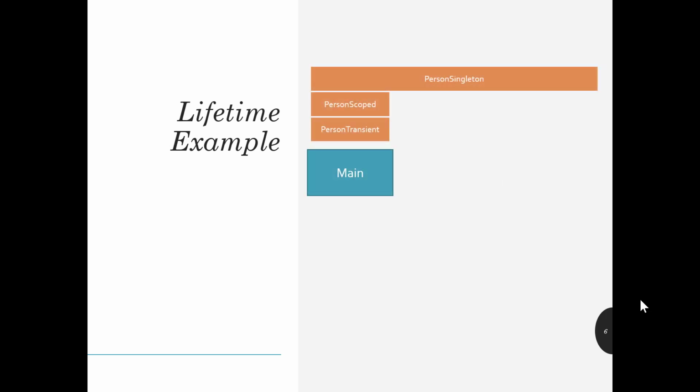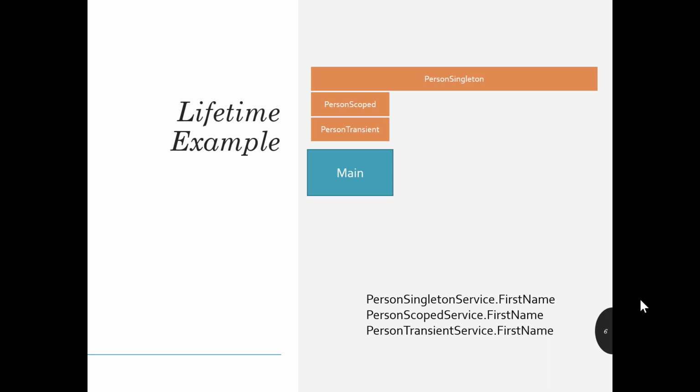For the lifetime example, what I'd like to show you is a few things. As I mentioned earlier, I'm going to have a person object that I will define 3 different ways using dependency injection. I'll define it as a singleton, as scoped, and as transient. And then I'll just write the first name in each one of those to the debug console. First I'll set it, and then I will show it in the debug console.